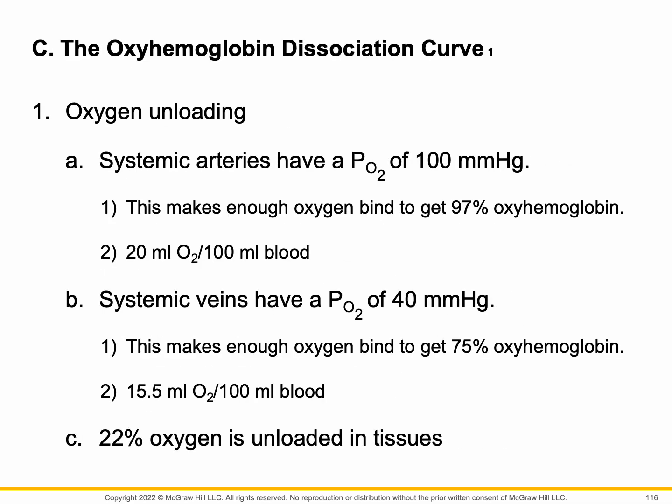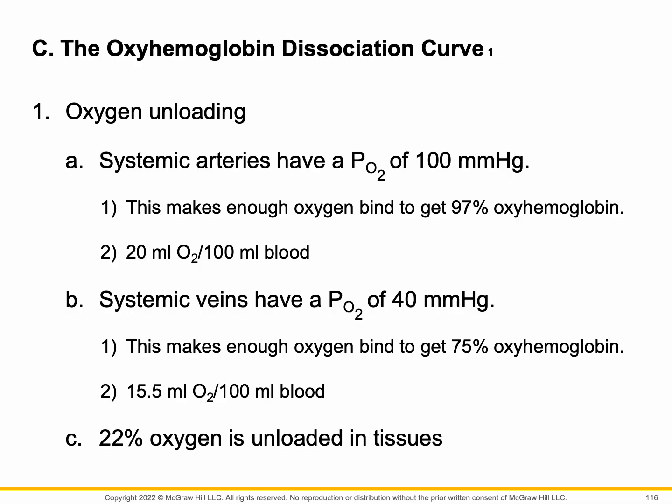When we talked about oxygen unloading, we look at what's happening in the systemic arteries versus systemic veins. In the systemic arteries, they have a partial pressure of oxygen of 100 millimeters of mercury. So there's a lot of oxygen. This makes enough oxygen bind to get 97% oxyhemoglobin. So that's 20 milliliters of oxygen per 100 milliliter of blood.